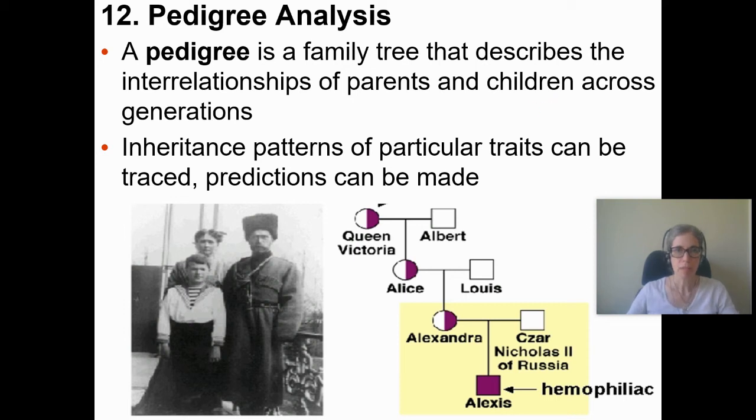Welcome to AP Biology. Today I want to talk about pedigrees and what patterns you can find from them. So first of all, what is a pedigree? It's just a family tree that shows the relationships through generations of a particular trait. So the trait that you're interested in is going to be the one colored in.